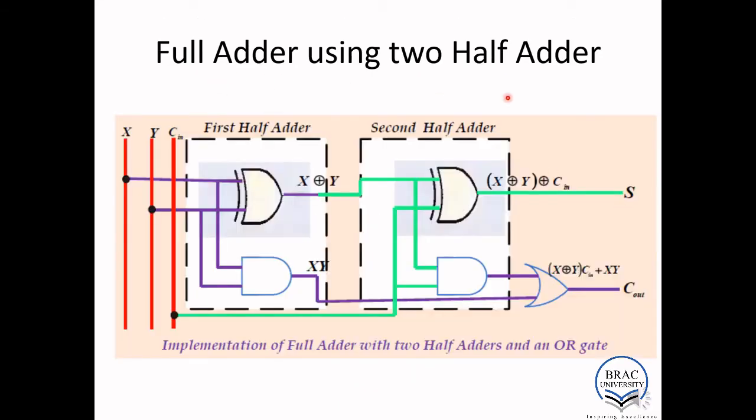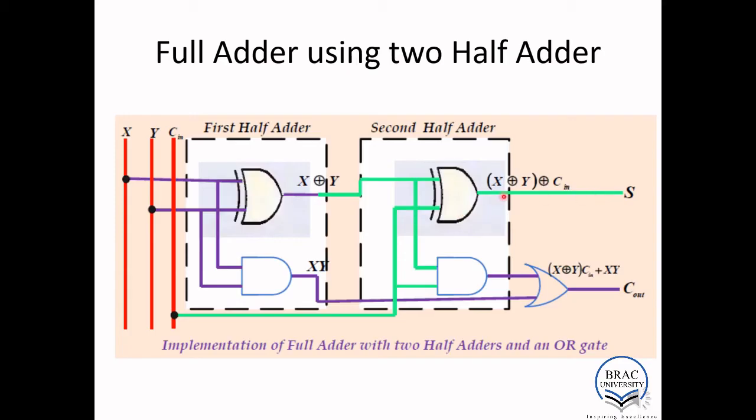Full adder using two half adders. We will design a full adder, which will have sum and carry, using two half adders. So this is one half adder, this is another half adder. If you look here, this is X XOR Y, and this is XY. This is one half adder, and another half adder takes X XOR Y, and this is obviously XY. Altogether we get this sum and carry.